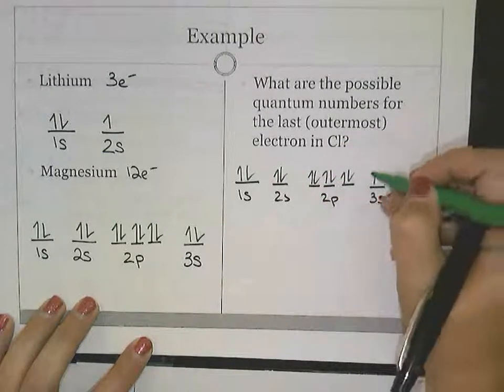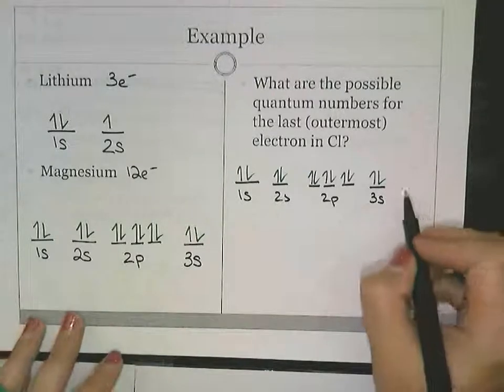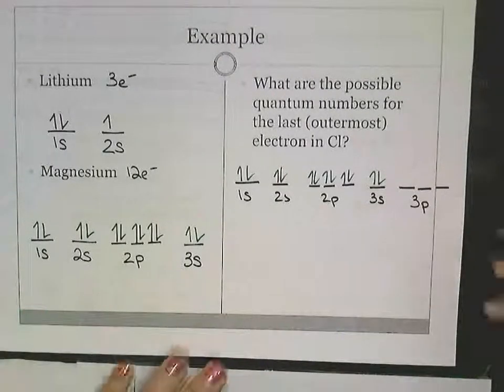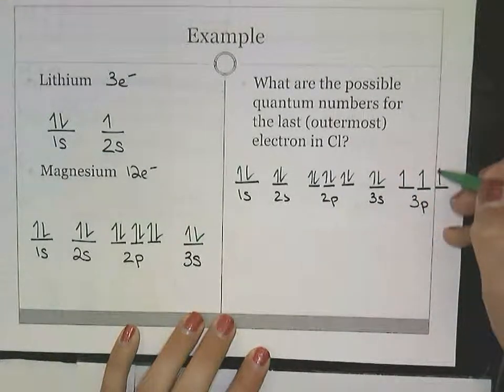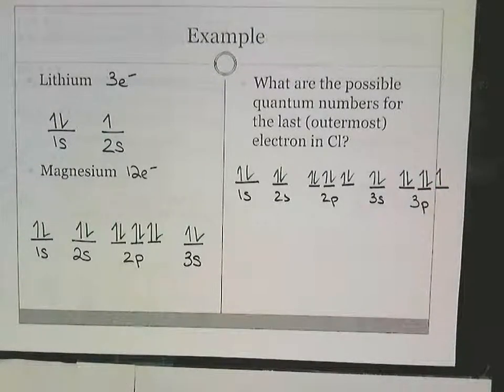Okay, so I've used up 12. What comes after 3s? 3p. How many platforms? 3. 1, 2, 3. All right, so then we're going to fill it in, and I go up first. 12, 13, 14, 15, 16, 17. So that last one I'm going to circle. This is the last one I drew.